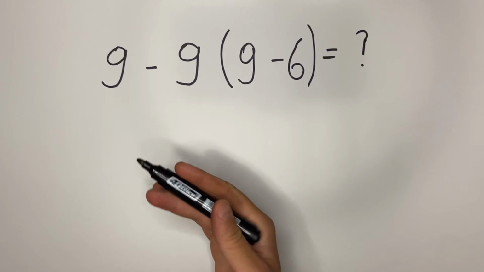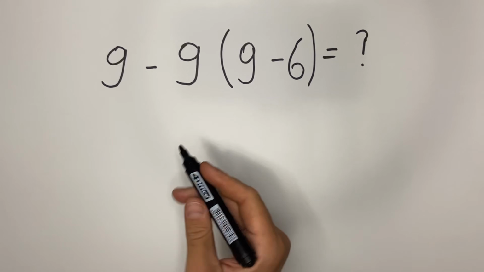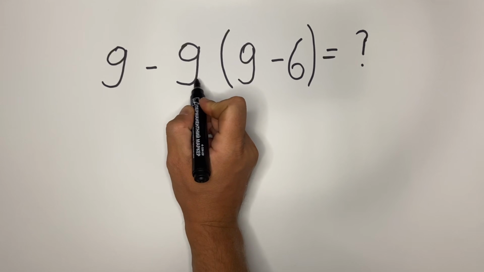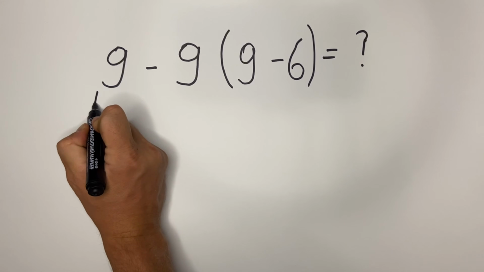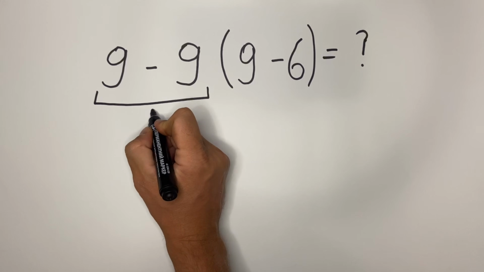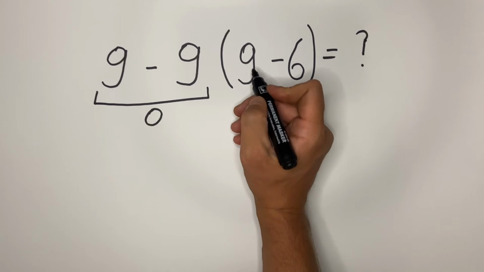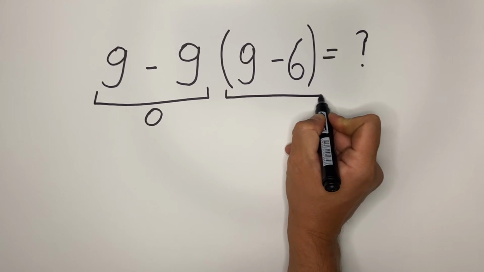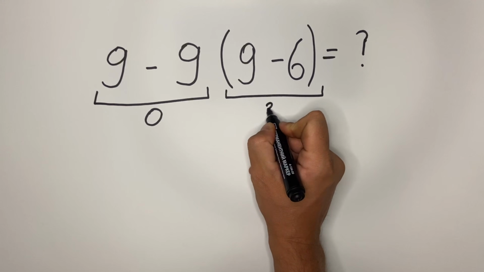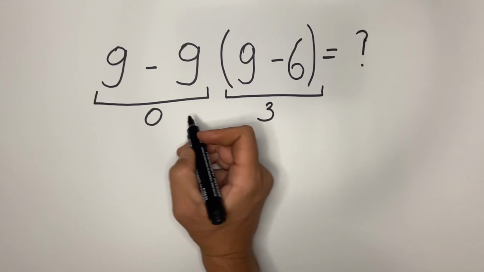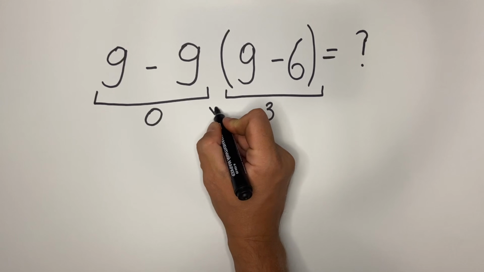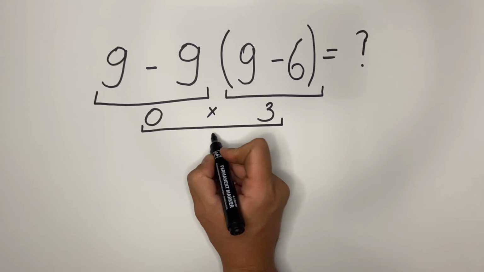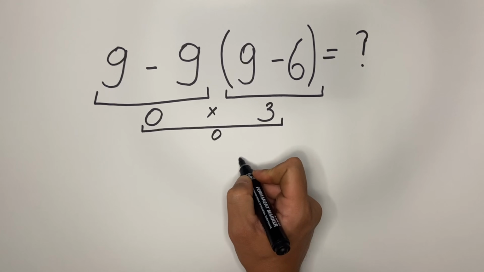Hey guys, let's solve 9 minus 9 times the quantity 9 minus 6. Many students work from left to right. 9 minus 9 equals 0. Then 9 minus 6 equals 3. Finally, they multiply 0 times 3, which equals 0. This approach gives us 0, but it's incorrect.